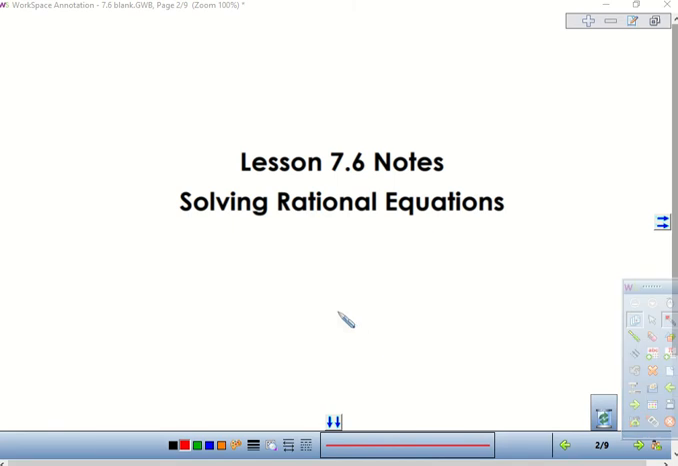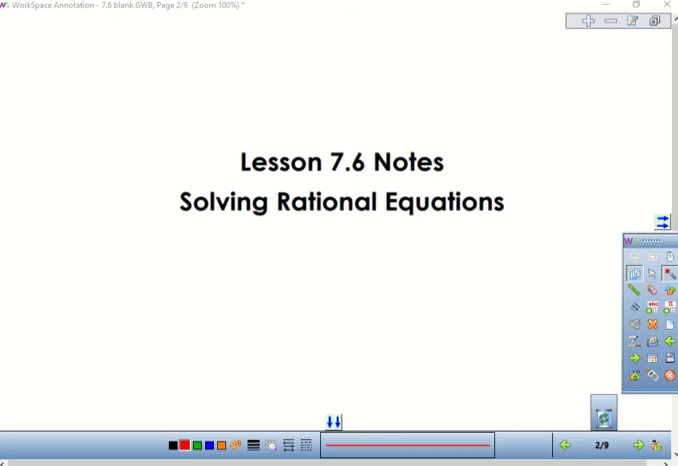So, lesson 7-6 notes, we're going to be solving rational equations. In the last few lessons, we've been doing a lot of graphing, but today we're going to go back to solving. So we're going to put our skills that we used with expressions into dealing with equations.